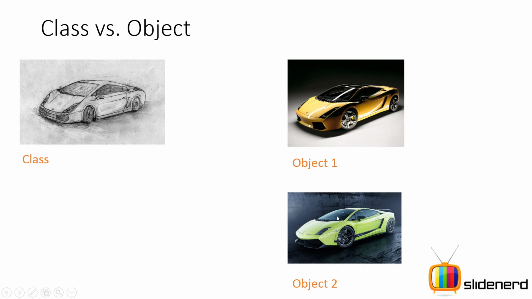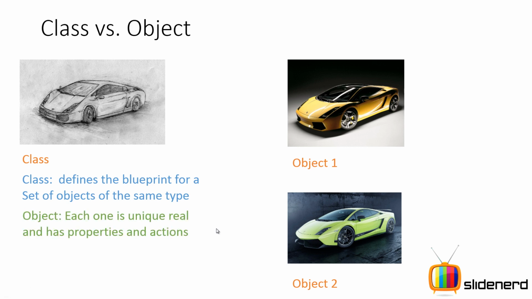So what does that mean in Java? Very simple. If you notice here, this has color yellow, this has color green, but the property color itself is defined here inside the drawing, the class. A class defines the blueprint for a set of objects of the same type. Each object is a real world object. It has properties and actions that we have been discussing over the last two videos. So every time you create a class, you're creating a drawing, and every time you create an object, you're bringing something into the real world and making it work. Remember that very importantly: making it work.